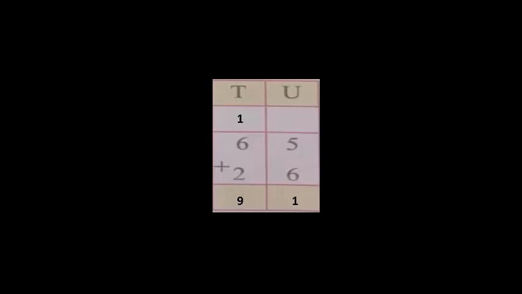Next, 65 plus 26. 5 plus 6 is 11. Let's write down 1 in the units place and carry 1 in the tens place. 6 plus 2 is 8. Including 1 which is carried over, we get 9. So the answer is 91.